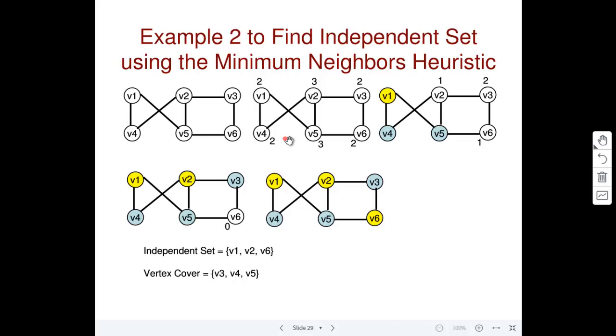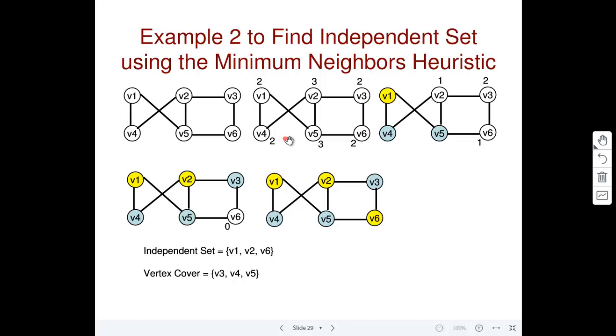So which vertex should we include in the independent set? That vertex that has the lowest number of uncovered neighbors. Why do we prefer the lowest instead of, say, the maximum? If you include any vertex in the independent set, then its neighbors are ruled out from being part of the independent set, because there cannot be an edge between any two vertices in the independent set. So if a vertex gets included, its neighbors are automatically excluded.